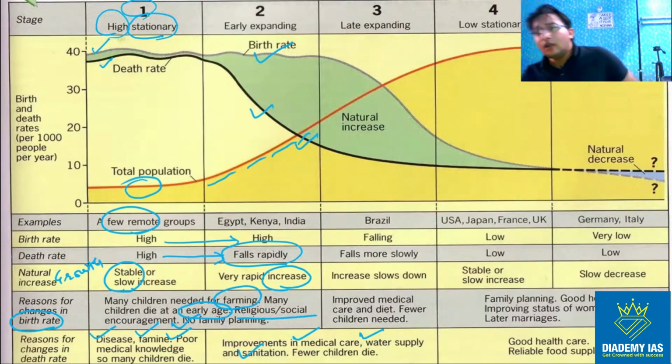Because this birth rate pattern does not change suddenly, because people do not know whether this low death rate will continue or not. So this habit does not change.